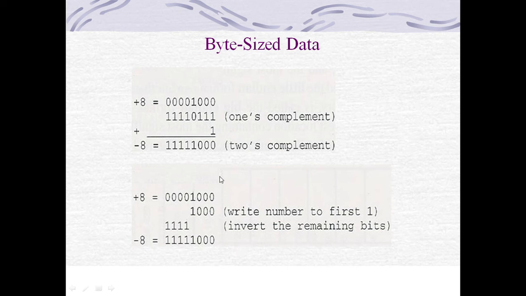So 2's complement can be computed either by taking 1's complement and then adding 1 at the least significant position, or directly by keeping all the bits until the first non-zero digit unchanged and then inverting the rest of the digits on the left.